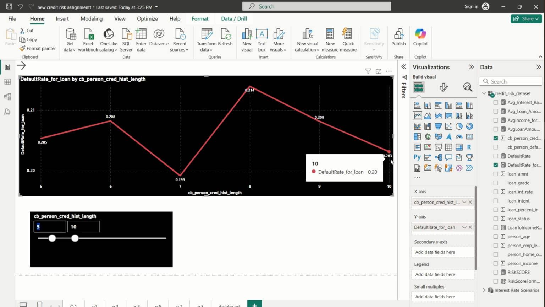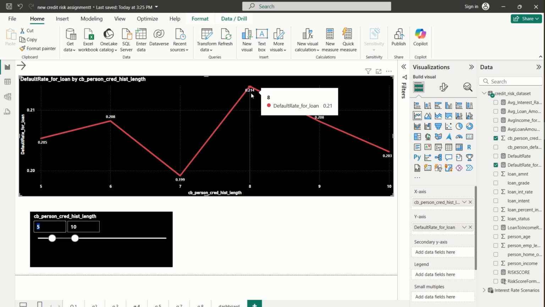Then the default rate is not purely linear, as it peaks for borrowers with 8 years of history. So for 8 years of history, the default rate is 0.14. So this suggests that credit risk can vary significantly within mid length histories. Then moving to question 5 here.